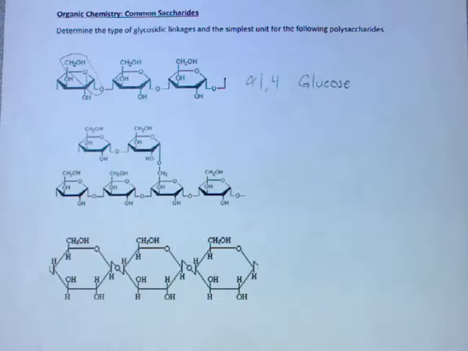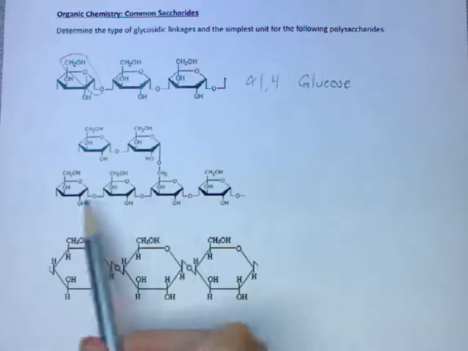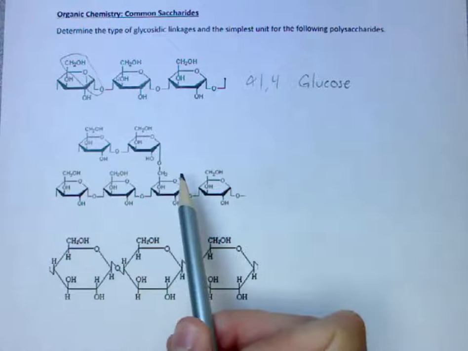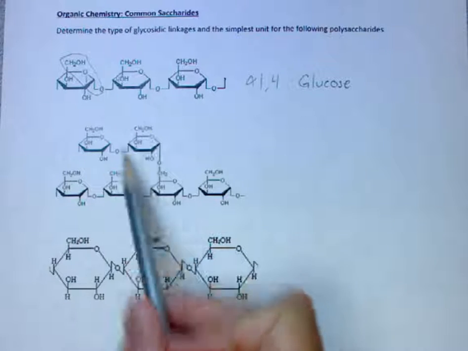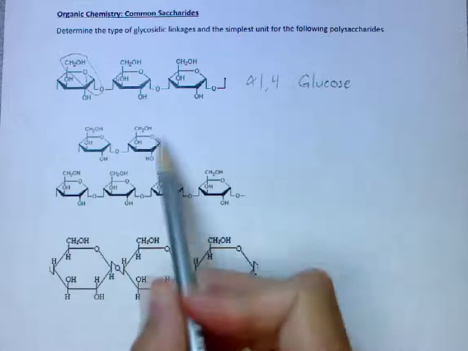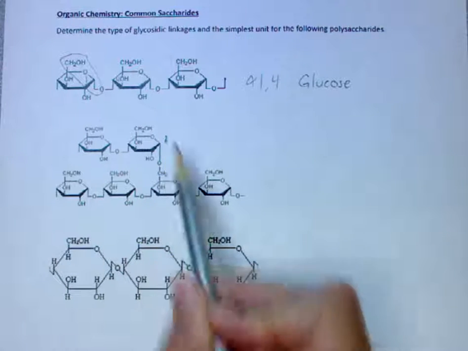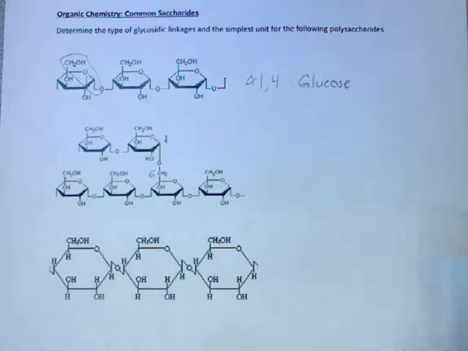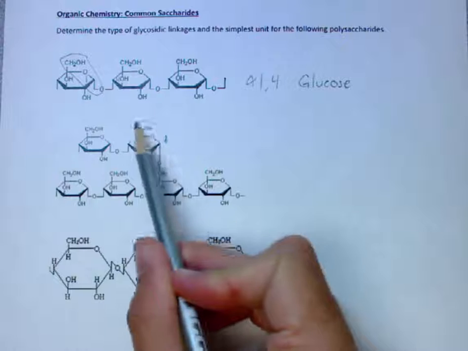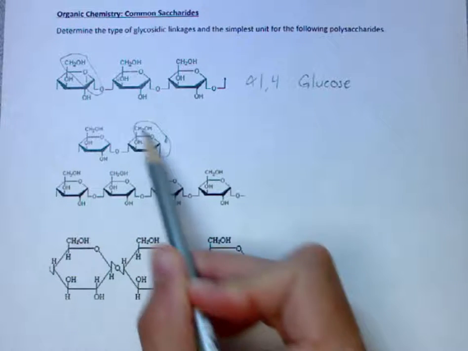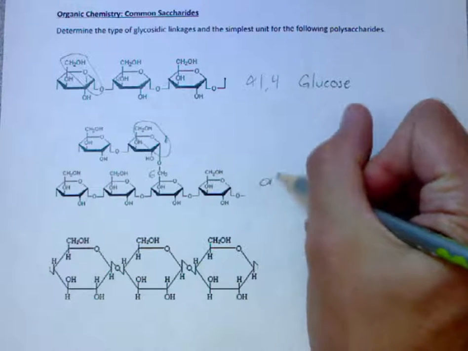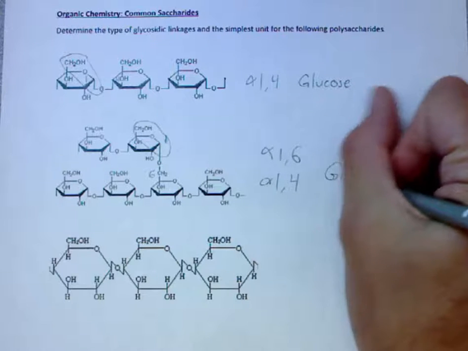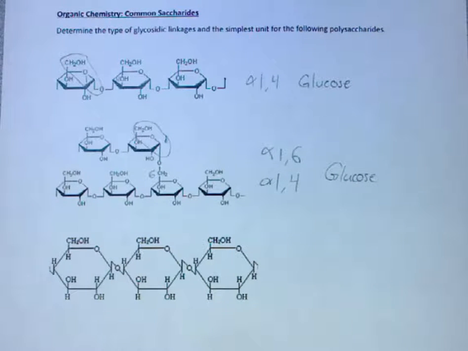For the next one, if we look here, this is the same exact linkage going on as up here. We now have a second branch going on. If we look at these two units here, this is on carbon 1, and if we look at this linkage here, it is carbon 6. This is going to be an alpha linkage. So for this polysaccharide, we have alpha 1,4 and alpha 1,6. The unit will also be glucose.